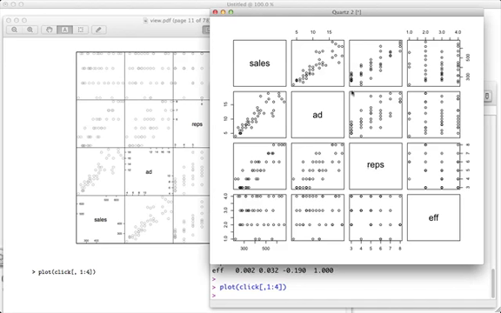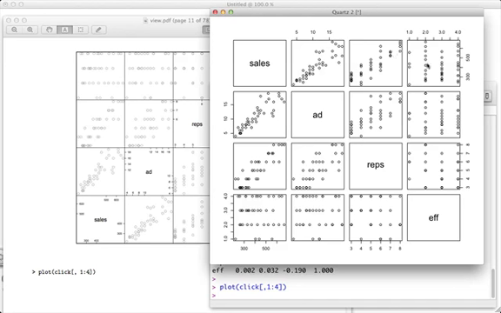Now this next plot shows the relationship between reps down here. So this is reps on the horizontal axis and sales on the vertical axis. And you have a very linear relationship. This is a textbook linear regression relationship. Strong positive association. The more reps you have, the higher your sales.